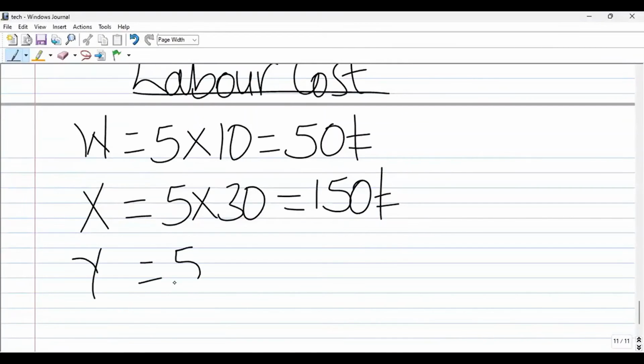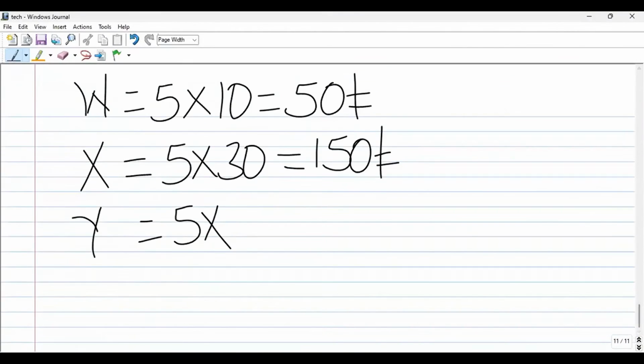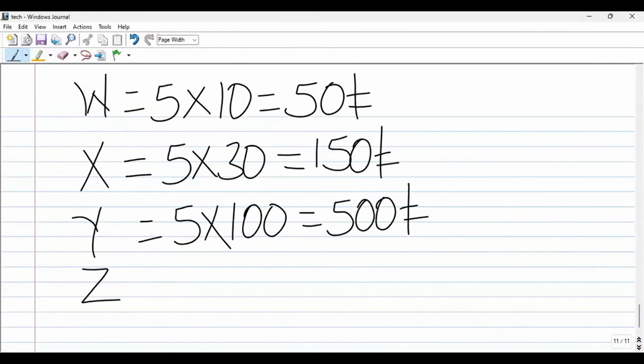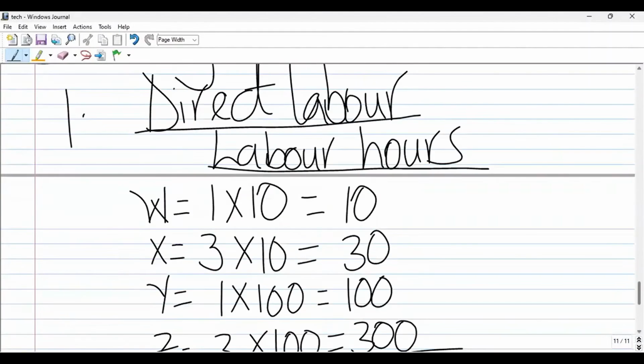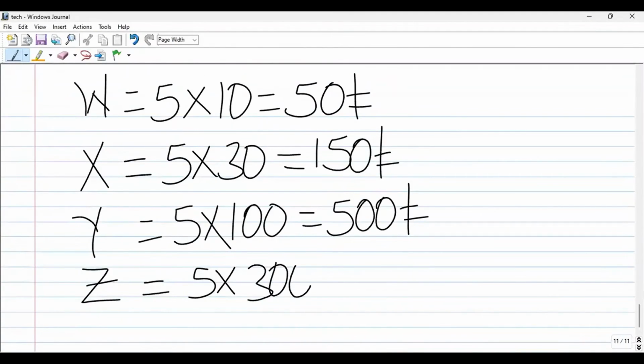Y, 5 times 100, 500 shillings. Z, 5 times 300. So that gives us 1,500 shillings. Madam, the 5 stands for what kindly?